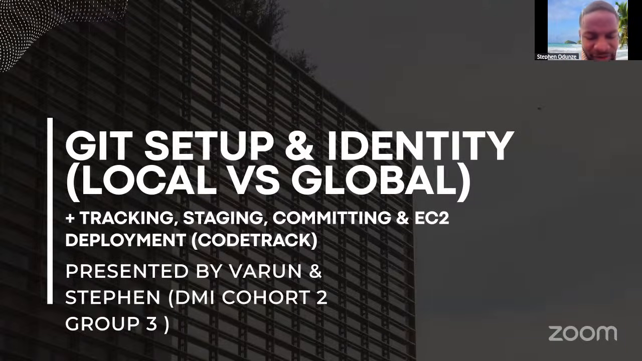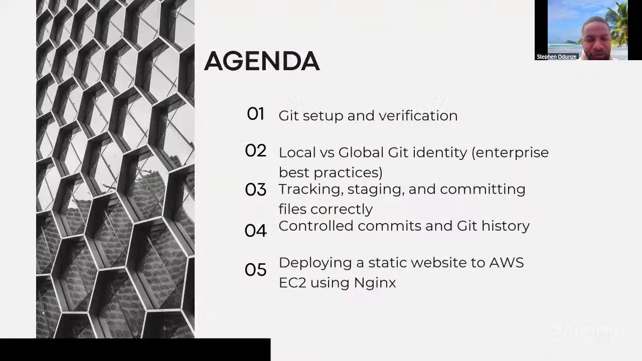Today we're going to be looking at assignment 1 and 2, and it covers the Git setup and identity for our GitHub local and global identity. After which, if we set up our accounts, we'll be able to create a project or a website which will be tracked on our GitHub. We'll stage it and commit it, and then push to our EC2 instance where it will be deployed, and we'll do all that in real time. This will be presented by me, Stephen, and Varun. Varun will be doing the demo.